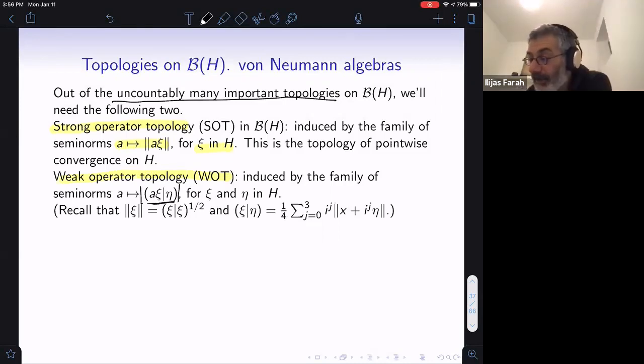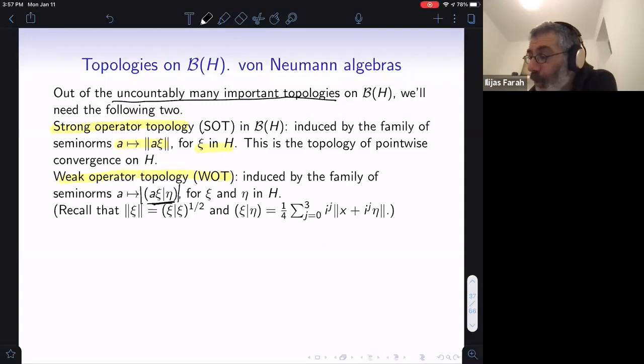So now you fix xi and eta and you map A into this. This is an inner product, right? So this is the inner product of the vectors A xi and eta, for xi and eta in H. If you think of operators as giant matrices, which is a good way to think about them, the weak operator topology is really pointwise convergence of matrix entries, at least if you're looking only at bounded nets. So let's say on the unit ball, if you look at operators of norm at most one, then the weak operator topology is the topology of pointwise convergence of matrix entries. If you look at the topology of pointwise convergence of matrix entries on the whole thing, then it's the ultraweak topology. It's different from the weak topology, but I don't think we'll need it. So never mind that.